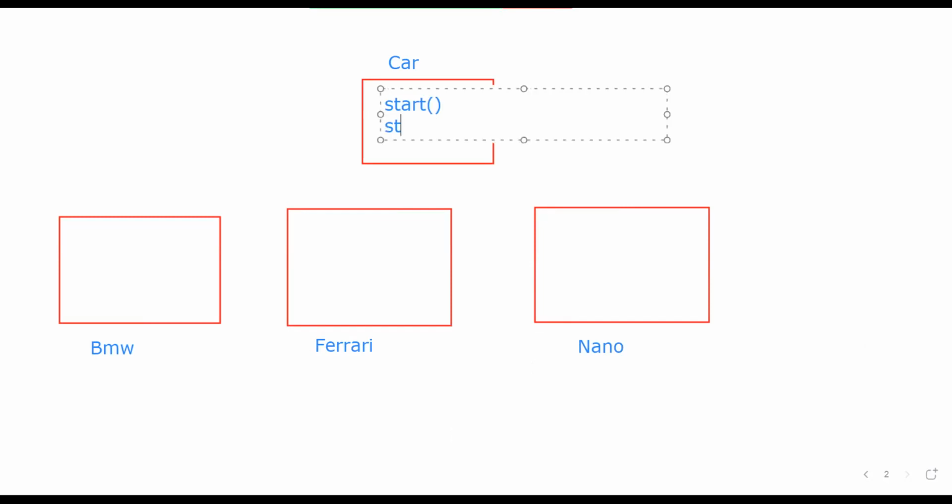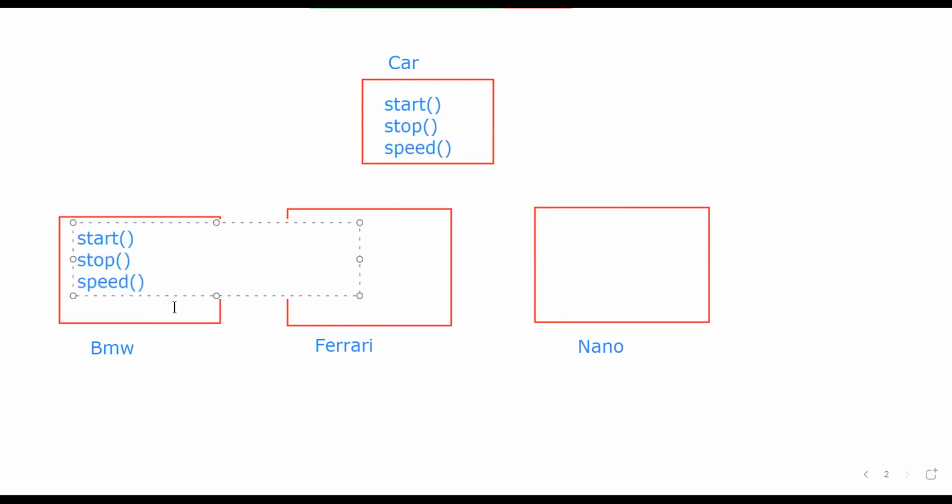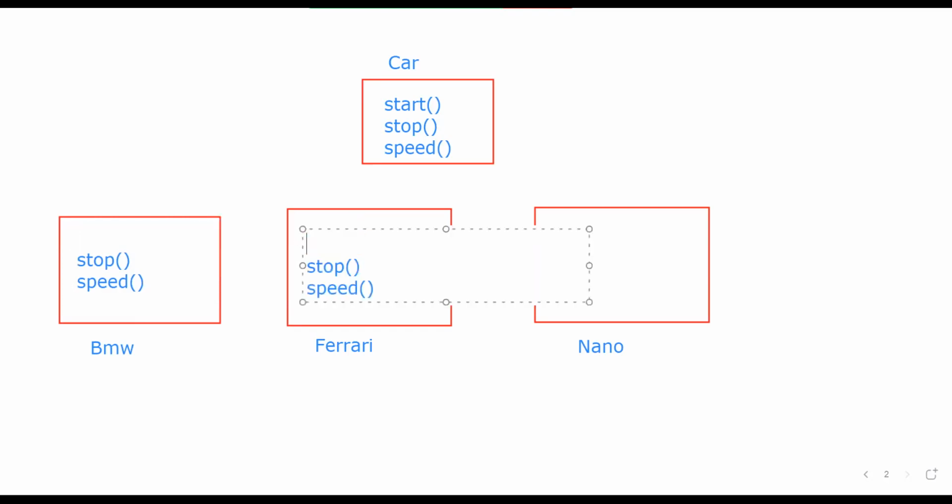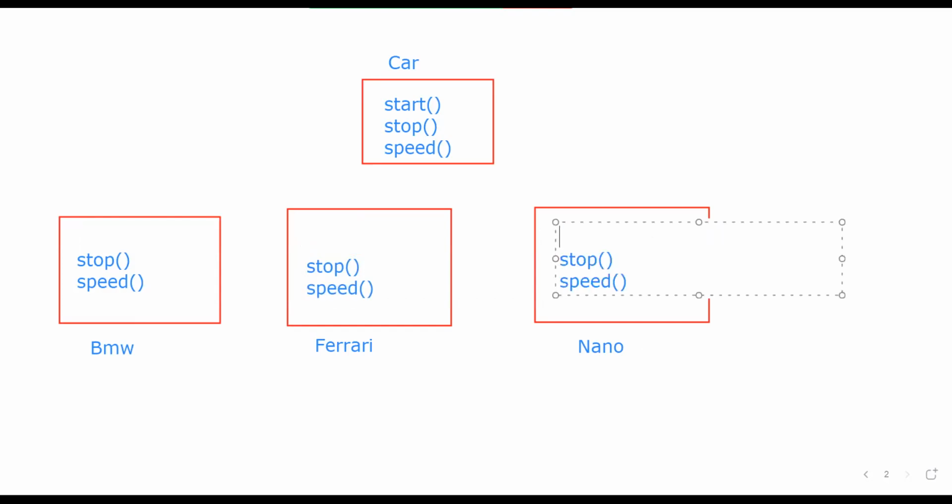Start. Stop. And speed. I believe you know why I'm removing the start method. Okay, start means what, guys? What does it mean if start is not explicitly mentioned in the child class? What type of method is it?